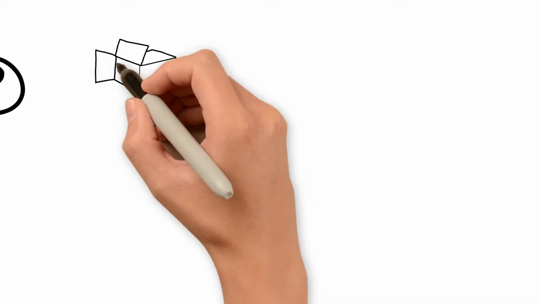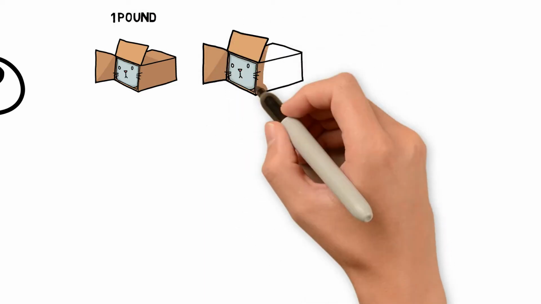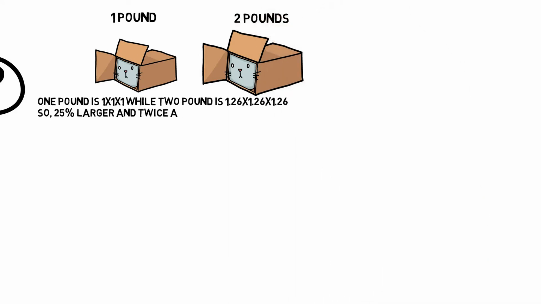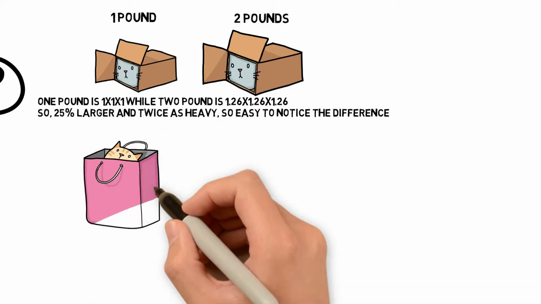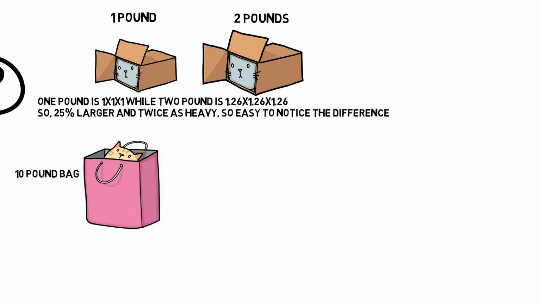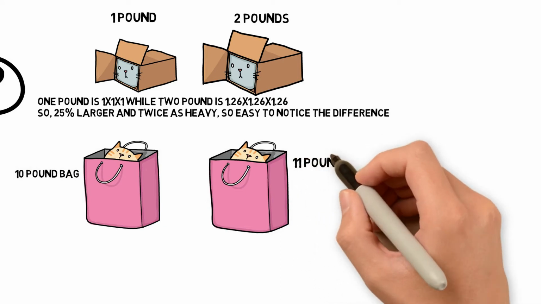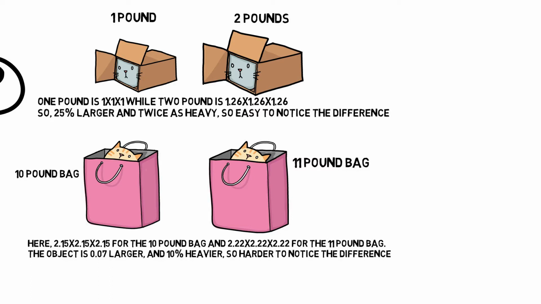Let's break this down. If a person has a 1-pound box in one hand and a 2-pound box in the other, he can easily tell which box is heavier. The 2-pound box is 25% bigger and twice as heavy. However, if he holds a 10-pound bag in one hand and an 11-pound bag in the other, it is much harder to tell which is different. The 11-pound bag is minimally larger and only 10% heavier. Both scenarios involve an increase in 1 pound to the object, but the initial weight is different.